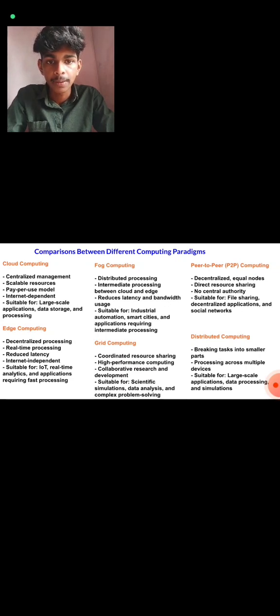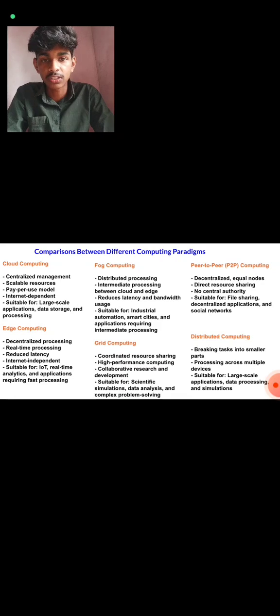Distributed computing: breaking tasks into smaller parts, processing across multiple devices, suitable for large scale applications, data processing and simulation. Fog computing. Fog computing is a distributed processing environment, intermediate processing between cloud and edge, reduces latency and bandwidth usage, suitable for industrial automation, smart cities, and applications requiring intermediate processing. Fog computing is used in the IoT, Internet of Things.